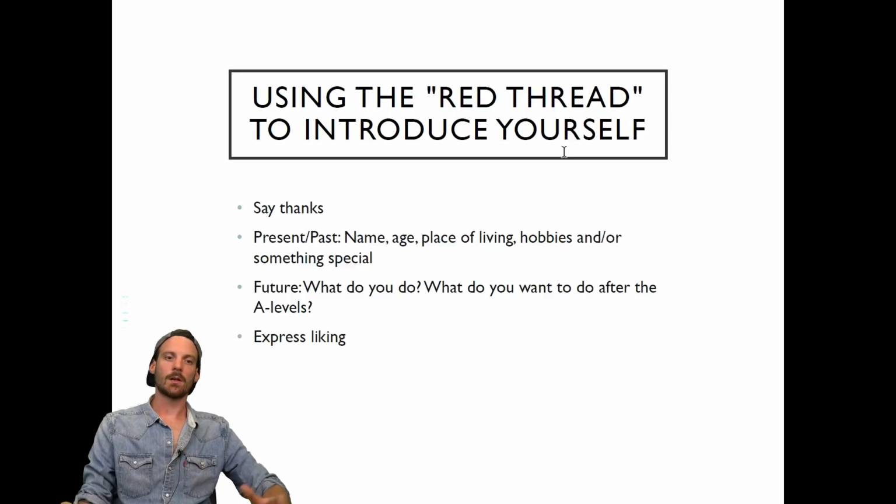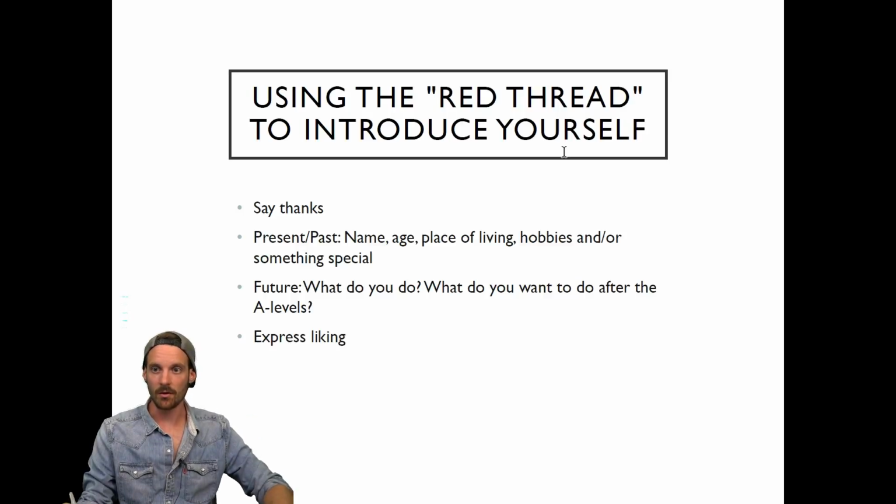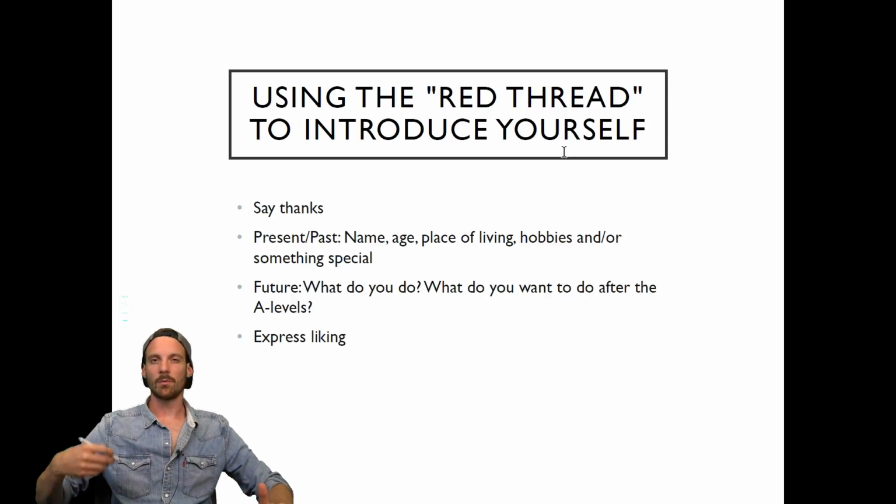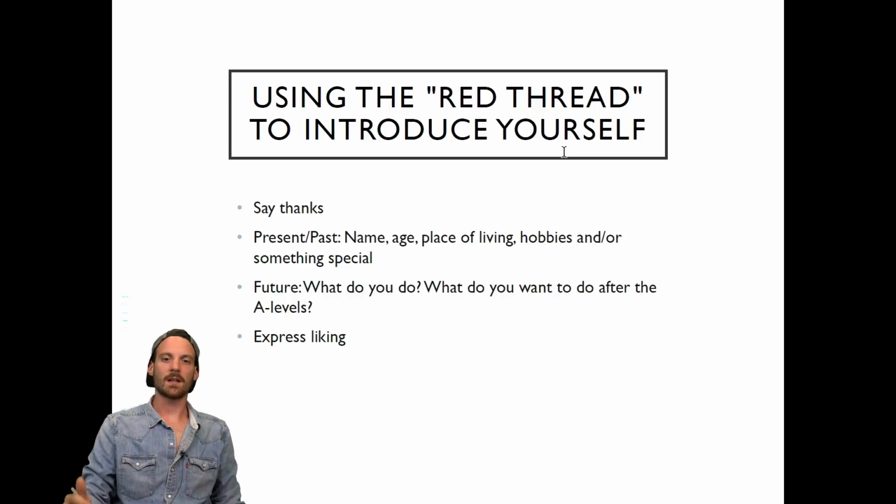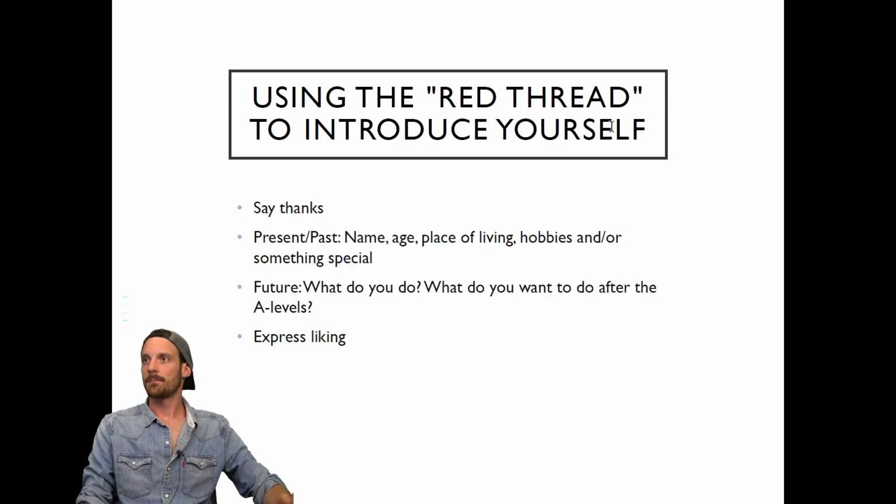Be careful to integrate both your past and your present. So, what is your name, your age, hobbies, and maybe something special. For example, if you have a special hobby or you want to work in a very specific field, mention it and get the communication going with your examiner. And of course explain what you're going to do in the future, why you're doing the A levels, and so on.